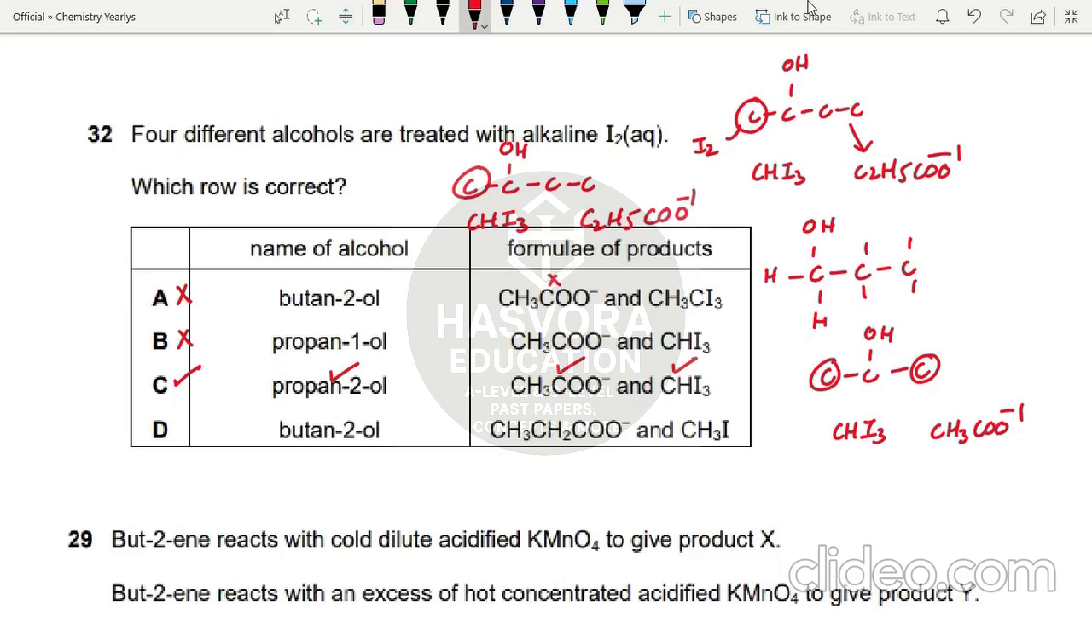So now what are they saying? Let me just check this. Okay, so this seems to be correct. This is actually correct. And okay, so what is actually the problem here is it is not CH3, it is CHI3, triiodomethane. So this one is actually wrong. So D will be wrong. So C will be the answer. Let's move on.